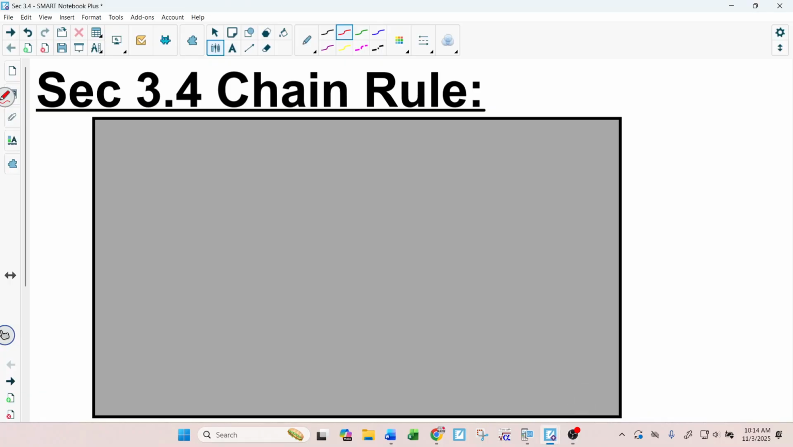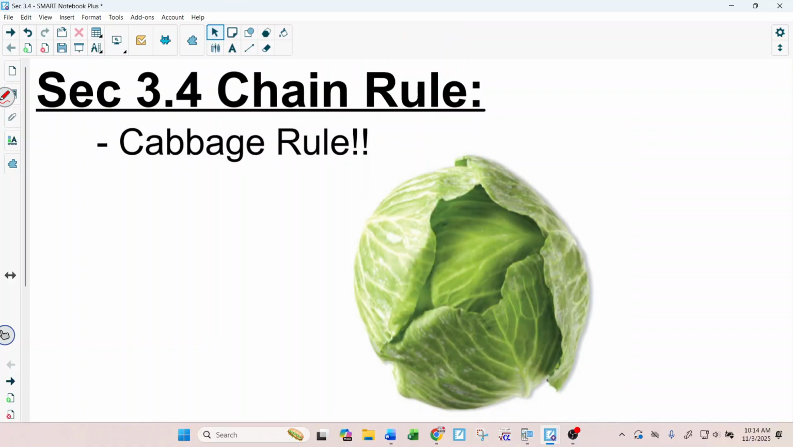So what we want to look at today is called the chain rule. Like I said, I think of the chain rule as the cabbage rule. And I like the idea of the cabbage rule because a cabbage has layers, right? If you've ever tried to cut up a cabbage, to get to the inside, you have to peel back the layers from the outside. So it's this idea of layers.